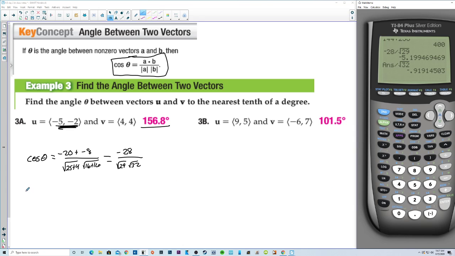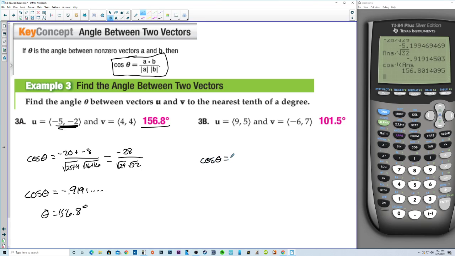Now that number is between negative 1 and 1, so we're good to go in that aspect. Negative 0.9191, keep on going. And we need to take the inverse cosine of that answer. And there's the 156.8. So theta equals 156.8 degrees. Let's try one more of these.